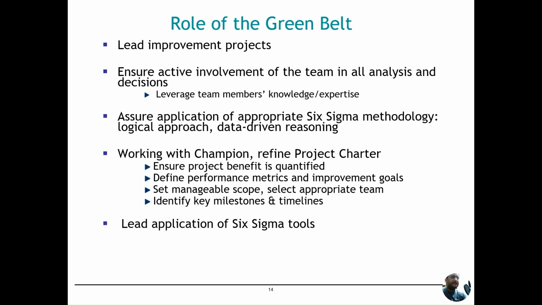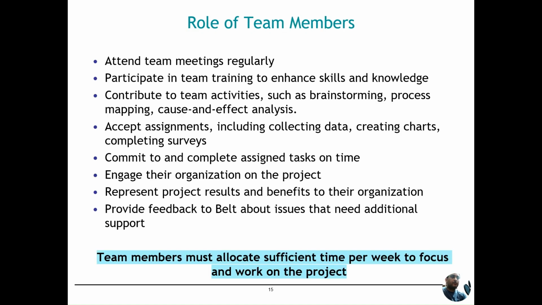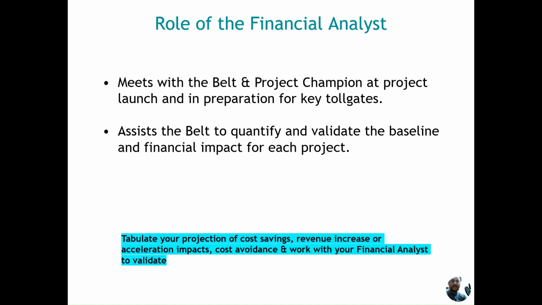The role of Green Belt is to lead the improvement project, ensure active involvement of all the team members, assure application of appropriate Six Sigma tools and methodology, work with the champion to refine the project charter and lead the application of Six Sigma tools. The role of the team member in your project would be to attend the team meetings and provide all the necessary data support, testing and trying of the solutions that you have selected, and finally implementing them into the production. In some projects you will also need a financial analyst. This will be a person from the finance team of your company who will support you to identify and quantify the business benefit of your projects.